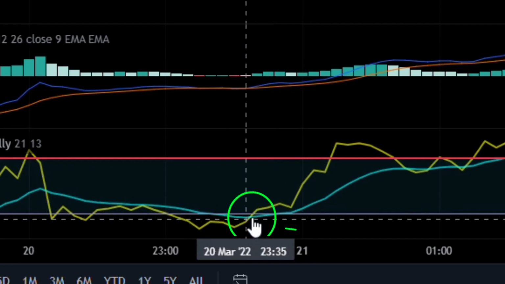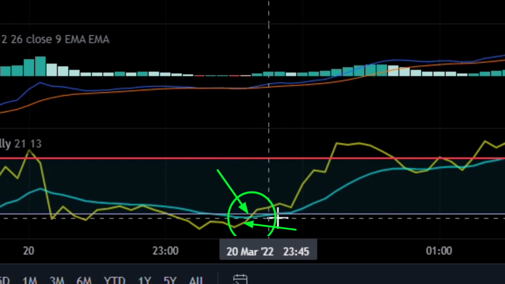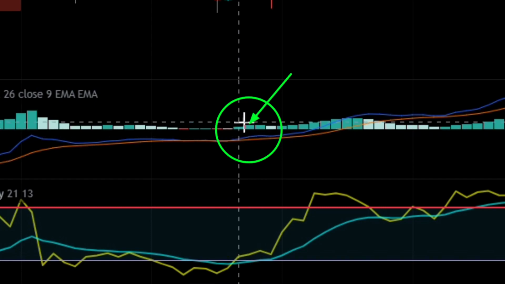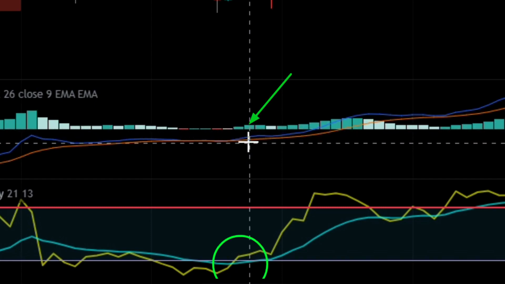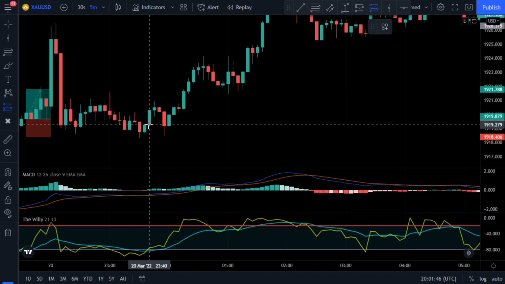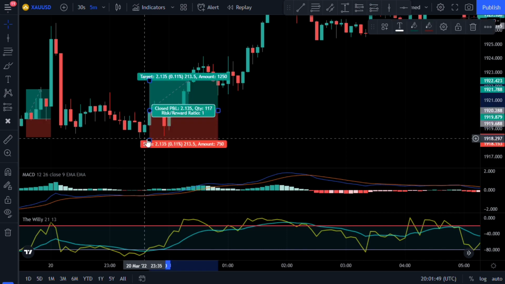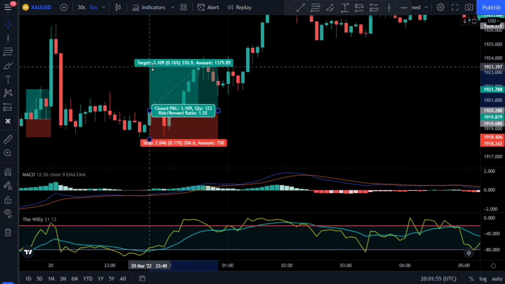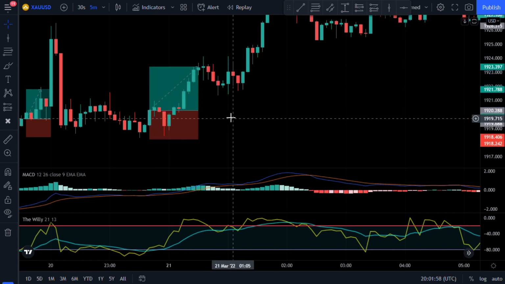For the buy signal, whenever the yellow line crosses the blue line upwards, it gives a buy signal. And if at the same time there is an upward cross in the MACD indicator and the histogram bar turns green, the signal becomes valid. I open the buy signal here. I risk a reward of 1.5. Easily reach the desired target.